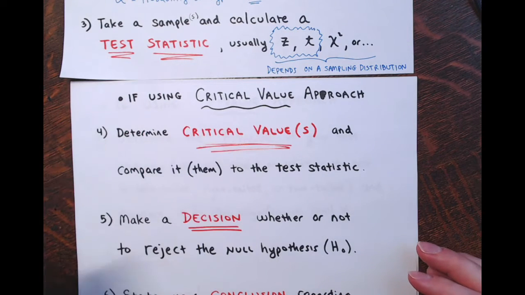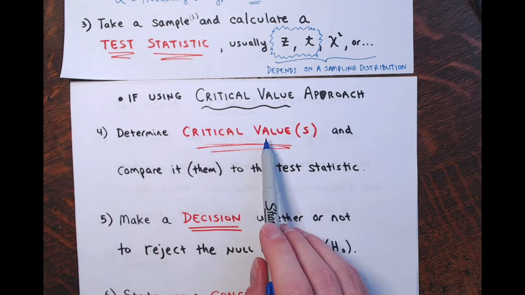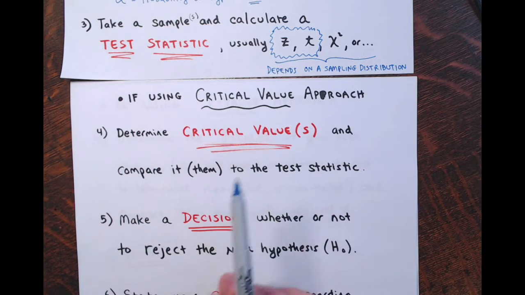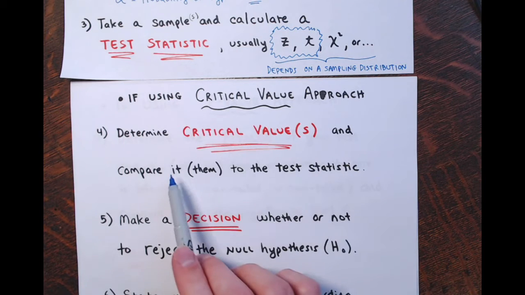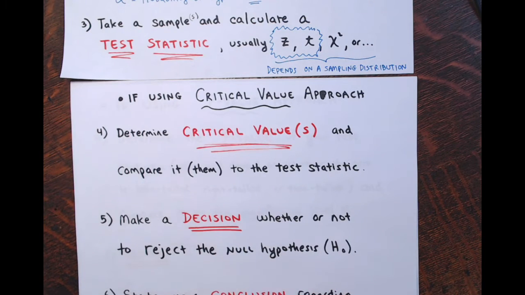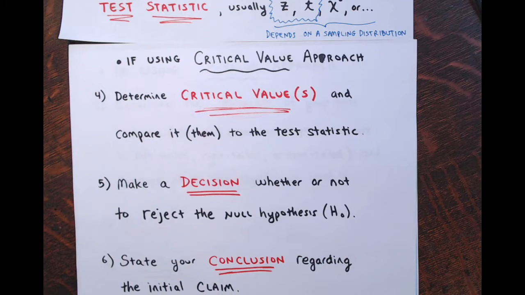So then if you're using the critical value approach to hypothesis testing, after you have found the test statistic for your sample, the next step is to determine a critical value or critical values. Remember that if it's just a left-tailed test or just a right-tailed test, there's only going to be one critical value. But if it's a two-tailed test, there are going to be two critical values. And then you compare them to the test statistic to make your decision, and after that, do you reject or fail to reject the null hypothesis, and then after that you make your conclusion regarding the initial claim.